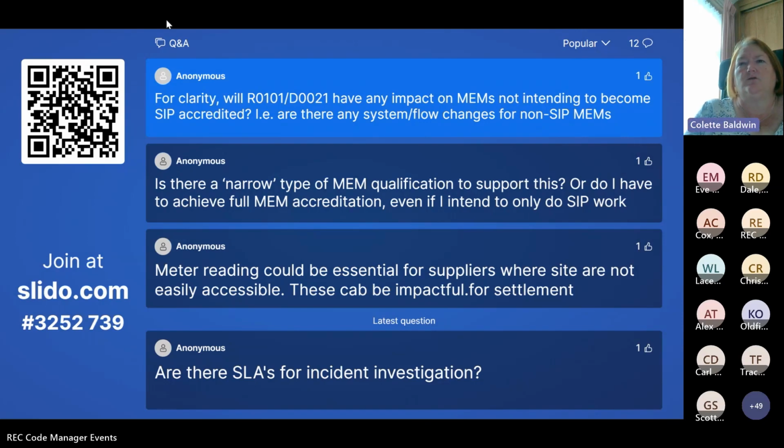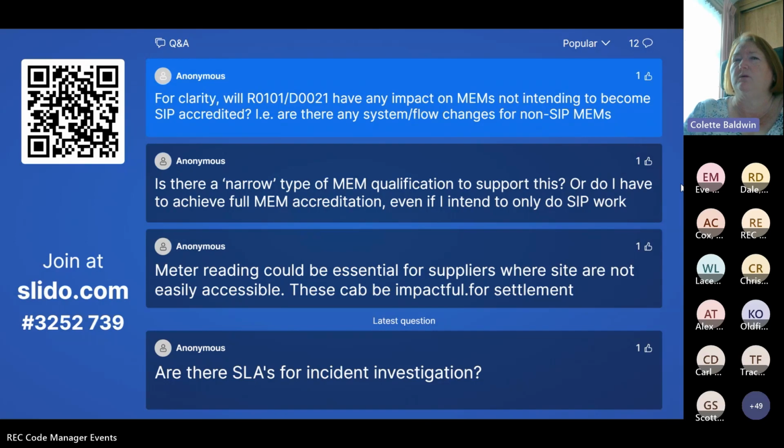So probably a more technical question than I can answer, if I'm honest. I mean, clearly the members that want to operate as SIPs have obviously got to make the changes to their system. I suppose the point of those flows is that other MEMs aren't going to be receiving or initiating those flows, so they probably don't need to make those changes.